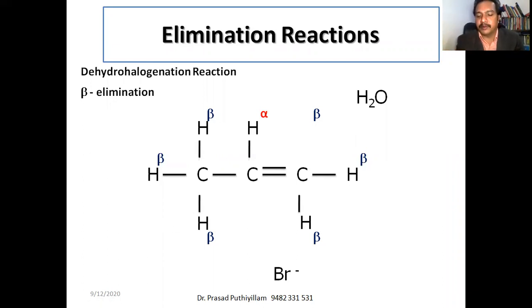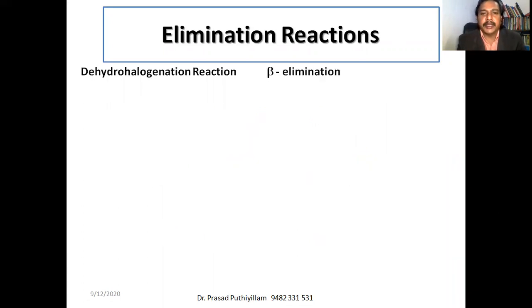All the product formed will be the same because only three carbon atoms are there, therefore position 1 will be the same, whether it is right side or left side, the double bond will be in position number 1 only. Okay, so we call it as beta elimination reaction.